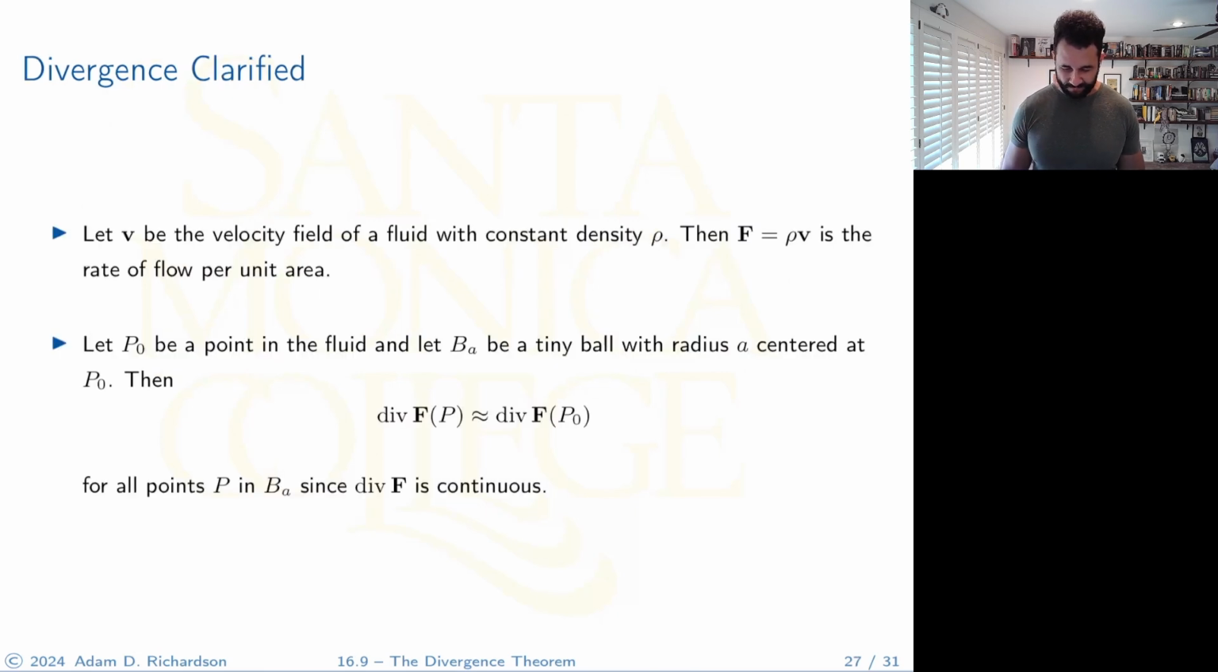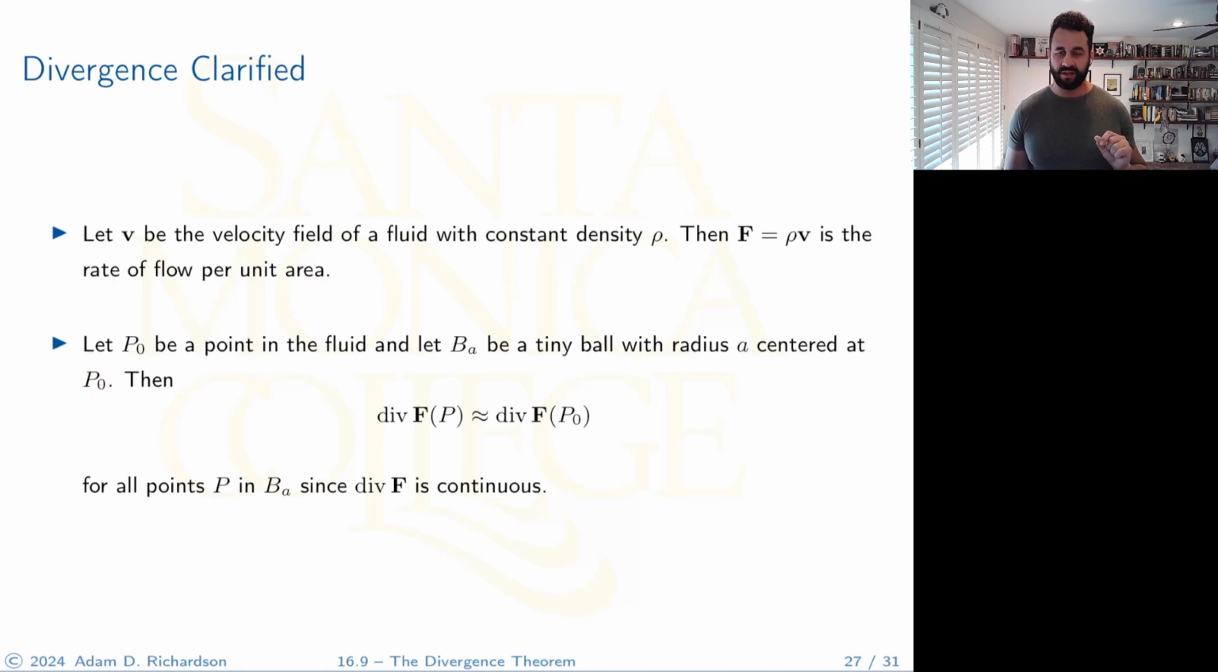So fun. All right, so now let's clarify divergence a little bit. This is going to be similar to the last section. But what we're going to do is see why divergence is what it is, why it's giving us that tendency to flow outward through things, right? So here's the setup. Let's suppose that V is a velocity field of, for example, a fluid, and the fluid has a constant density rho. Then F, which we'll say is rho times V, is the rate of flow per unit area, all right? Now pick a point P naught in the fluid and let B sub A be a teeny tiny ball with radius A that's centered at P naught.